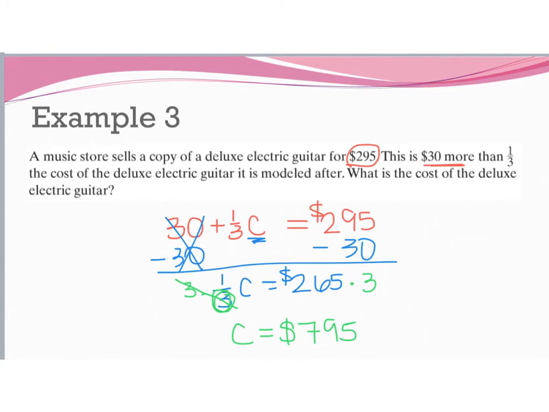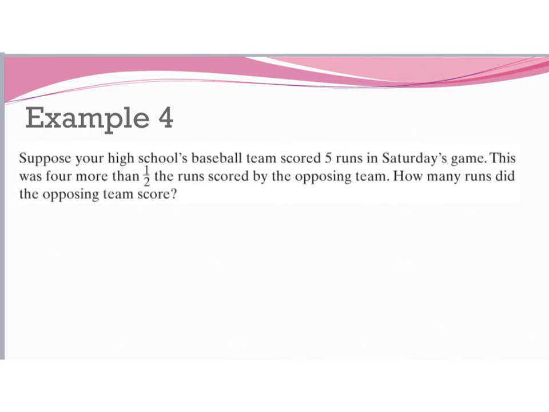Now remember, you can always double check your work by taking this dollar amount here, that $795, and plugging it in for this C value, and you should end up with an answer of $295.